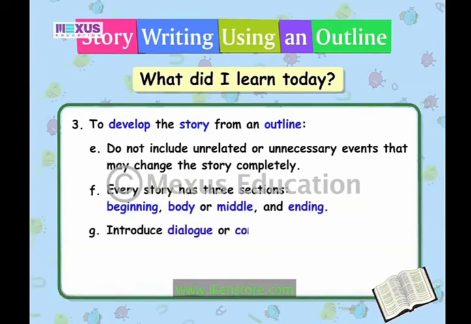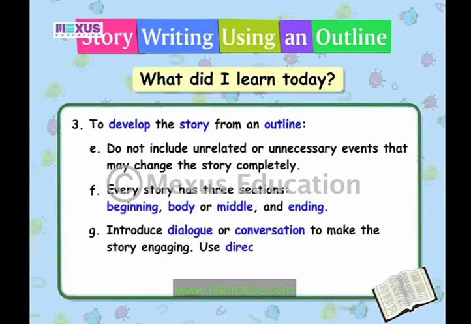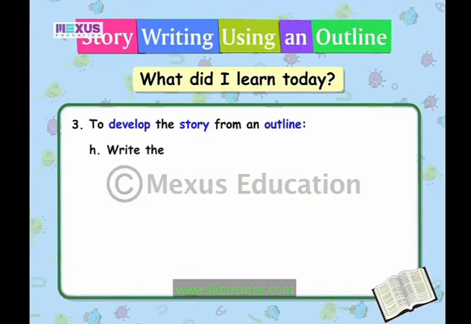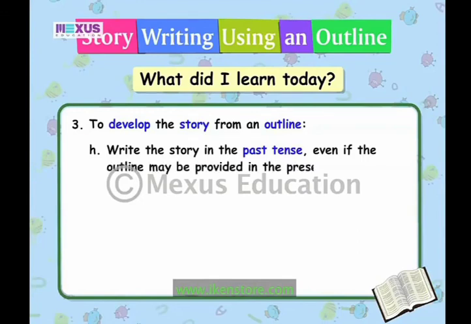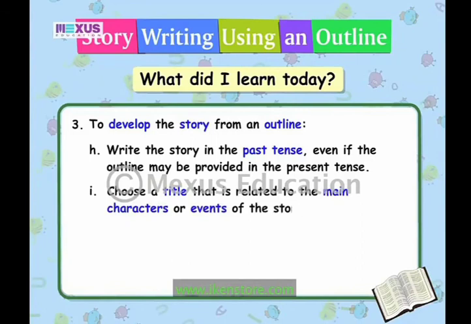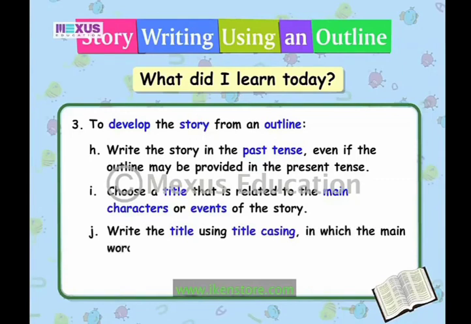Introduce dialogue or conversation to make the story engaging. Use direct speech when introducing these conversations. Write the story in the past tense, even if the outline may be provided in the present tense. Choose a title that is related to the main characters or events of the story. Write the title using title casing, in which the main words begin with capital letters.